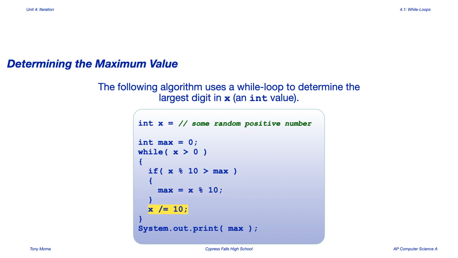This prepares us to evaluate the next digit. So we say, all right, now is this next digit greater than the current value stored in max? If so, then that digit becomes the new max. And then we remove that digit. We repeat this process until all digits have been removed and x is no longer greater than 0, at which time we will print out the max digit.